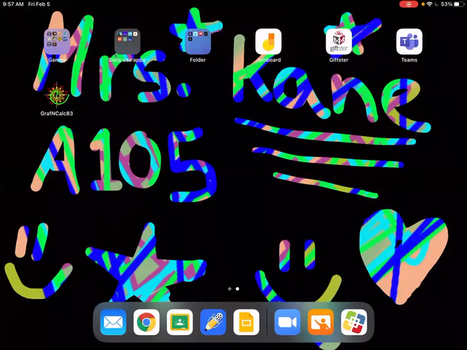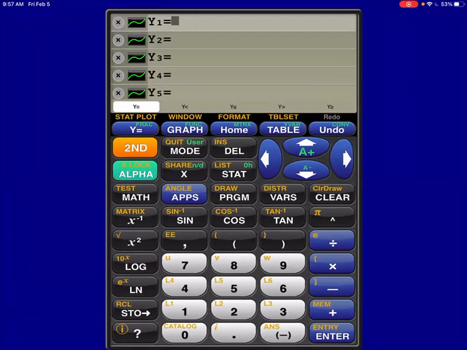So it should install pretty quickly. Haley, yours installed almost immediately. Yeah. So once you have that installed, if you hit the app, it opens up and looks almost identical to the graphing calculator that you may have purchased a couple of years ago, maybe in 8th grade, 9th grade.